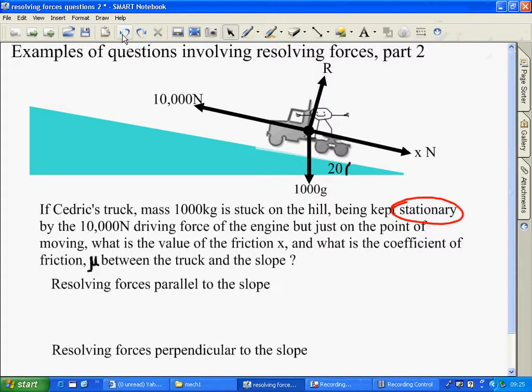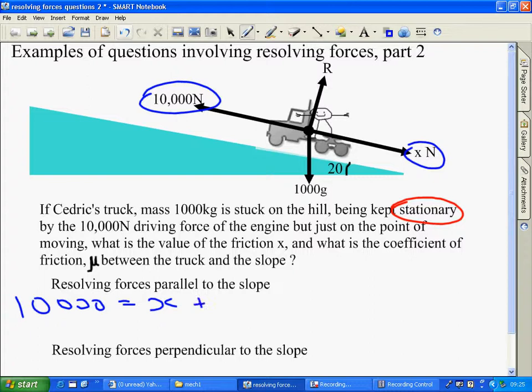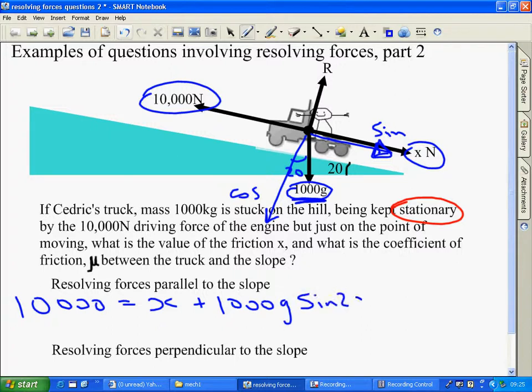Now let's look at resolving parallel to the slope, and up the slope we have 10,000 newtons. That is equal to the forces down the slope, which is the resistive force X plus the component of this weight in this direction. Now if we imagine a line out here, this angle is 20, so this component is cos, this component must be sine. So the component of the weight in this direction would be 1000 g sine 20.